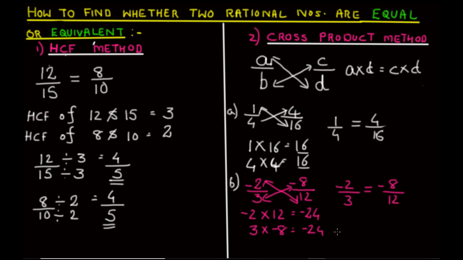I hope you know how to find whether two rational numbers are equal or equivalent with the help of either of these methods, that is the HCF method or the cross product method.